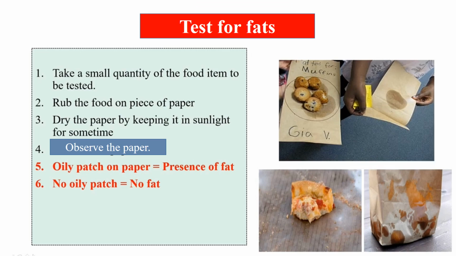Take a small quantity of the food item to be tested and wrap the food in a piece of paper. Dry the paper by keeping it in sunlight for some time. After drying it, we have to observe the paper. If we find any oily patch on the paper, that is an indication of the presence of fat. And if there is no oily patch, then that food does not contain any fats.